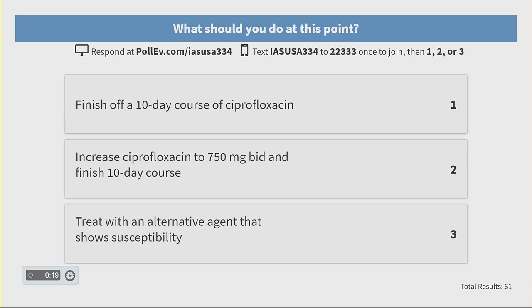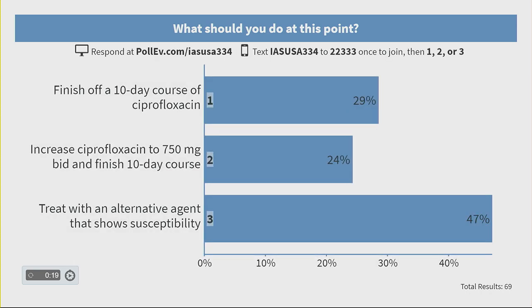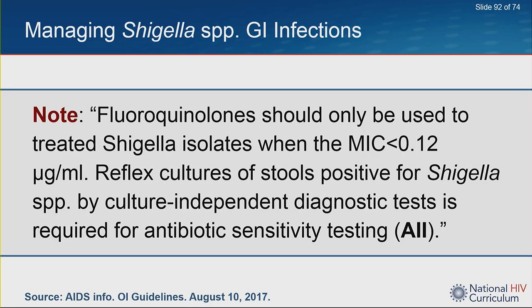That's the last question. Okay, so that's great. So actually, about 50% of you chose the correct answer, which is you do not want to, in this day and age, use ciprofloxacin if you have an MIC of 0.12 or higher. This is a new recommendation just as of August 10th. Fluoroquinolones should only be used to treat Shigella isolates when the MIC is less than 0.12 microgram per ml. Reflex cultures of stools positive for Shigella by culture-independent diagnostic test are required for antibiotic susceptibility testing.